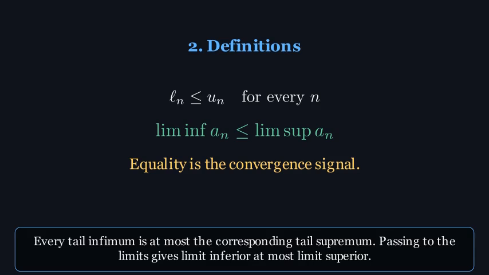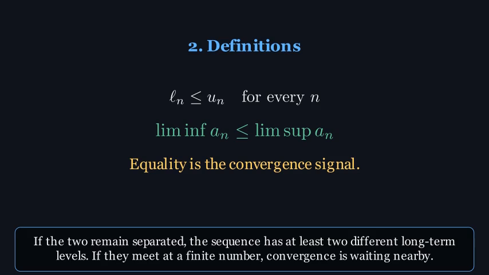Every tail infimum is at most the corresponding tail supremum. Passing to the limits gives limit inferior at most limit superior. If the two remain separated, the sequence has at least two different long-term levels. If they meet at a finite number, convergence is waiting nearby.